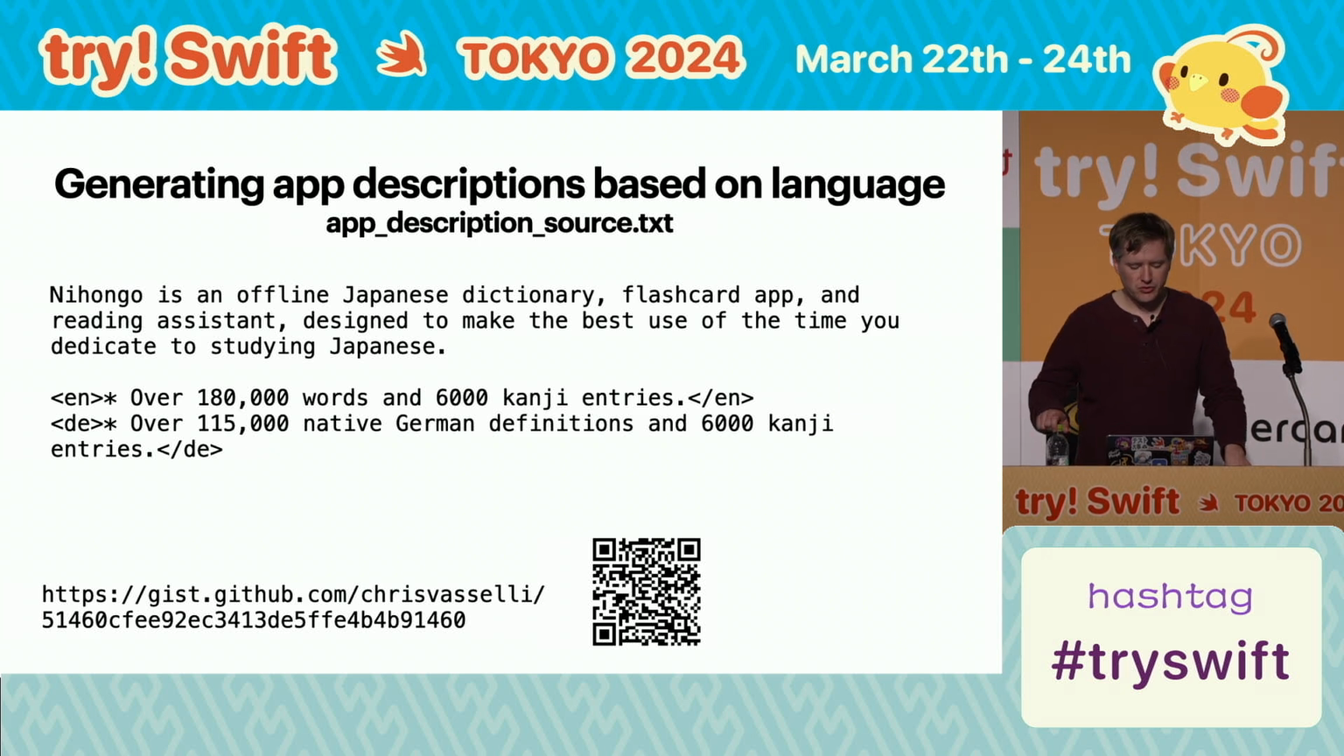So this is a good way that you can have a single source of truth. This doesn't do the translation itself, to be clear. This is just generating sort of a source file that you can then hand off to your translators so that you can have different app descriptions in each language.